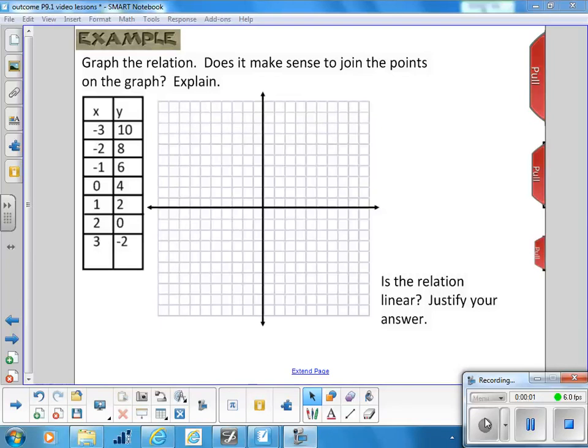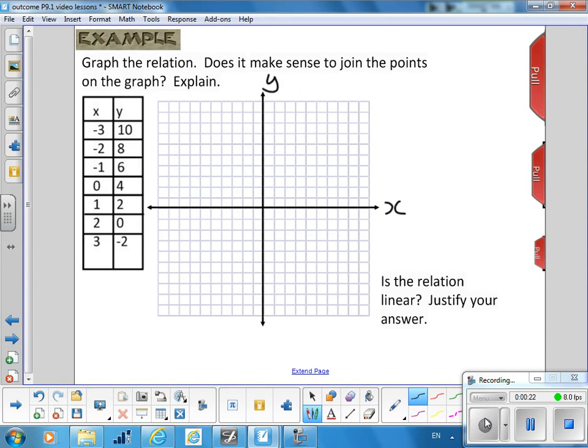In this lesson, we are going to look at how we can use a table of values to graph a relation. So what we're going to do is graph the following relation using the table of values and the points that are on them. The first set of points is at negative 3, 10. Now remember, the x-axis is the horizontal and the y-axis is the vertical.